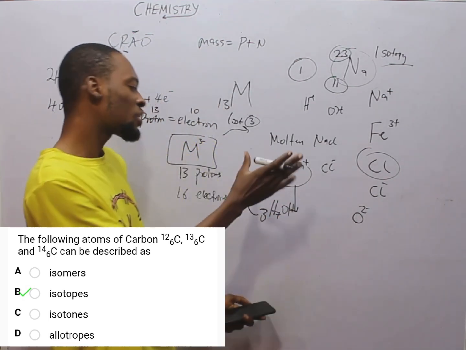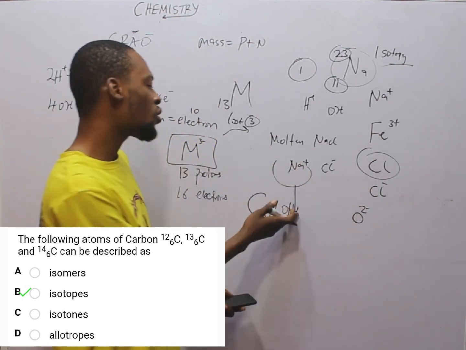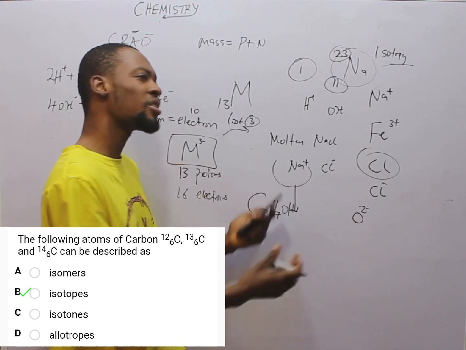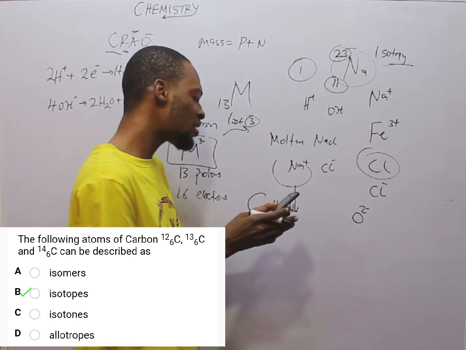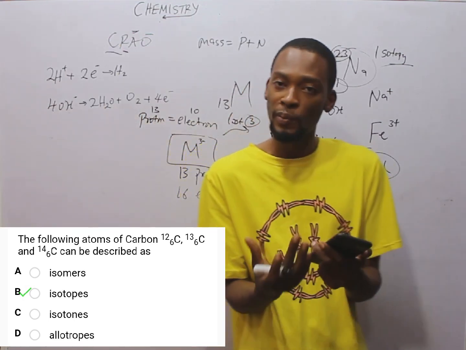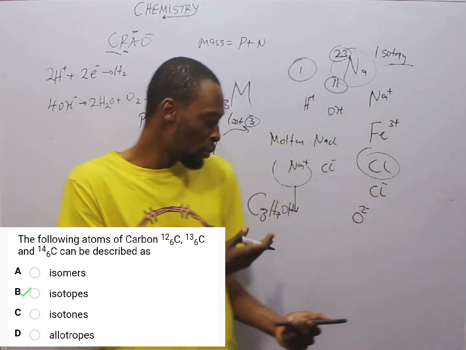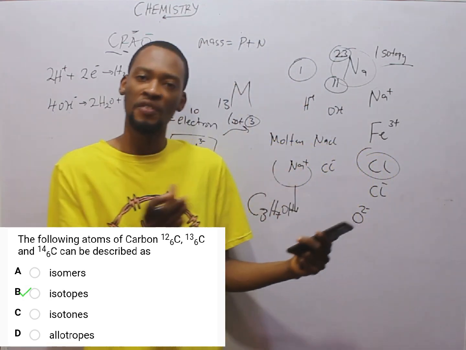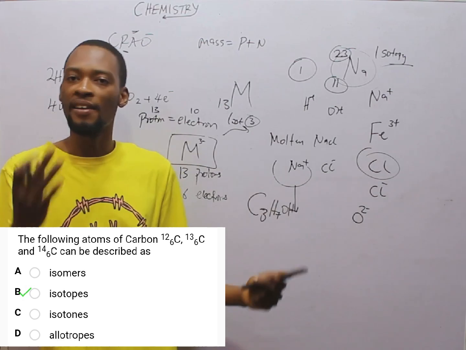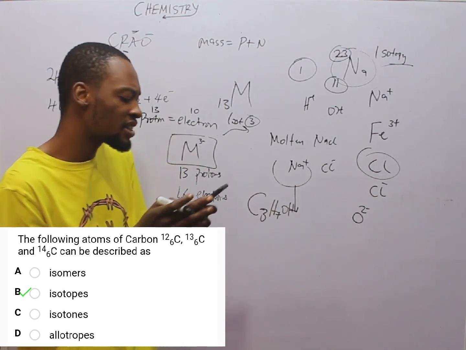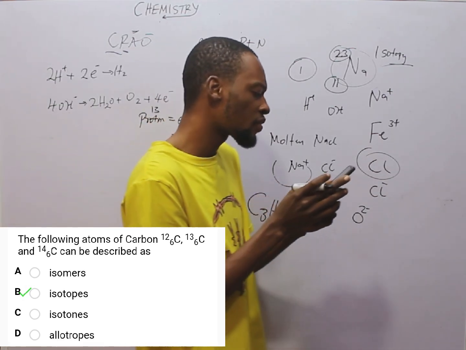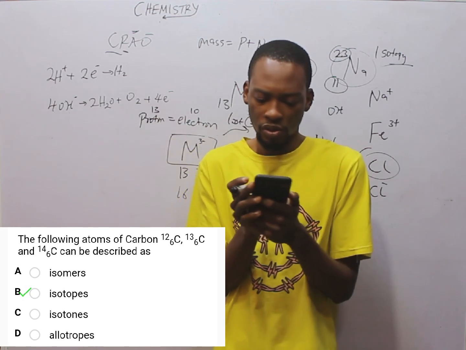With this, you can draw different arrangements. This OH can be in different positions. The structure can vary. So you now form isomers, the same molecular formula, the same number of, let's say, carbon, the same number of hydrogen, the same number of oxygen, but different arrangement, different configuration. That is isomerism.